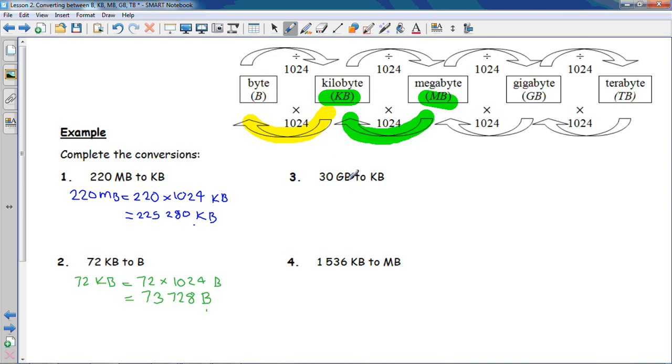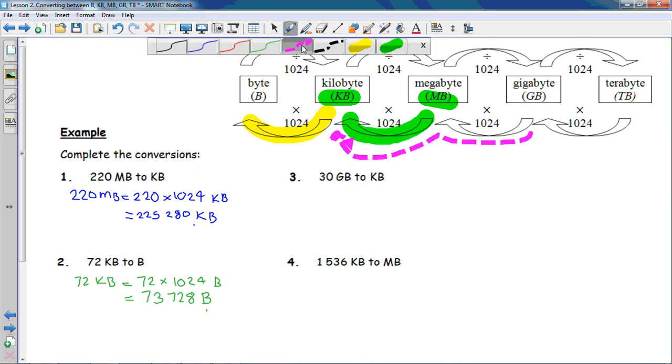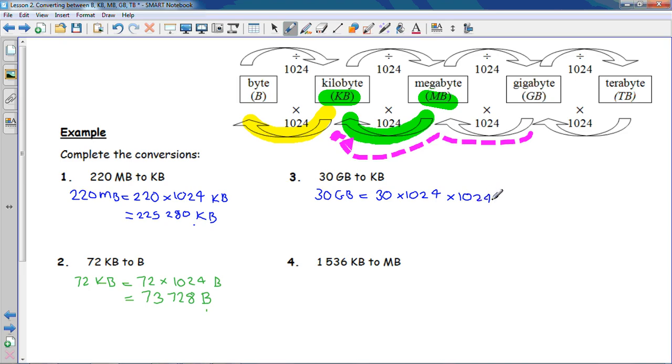Now starting at 30 gigs and going to kilobytes. So here we are going to start at gigabytes and we're going all the way to kilobytes. So it's two steps, two arrows that we are following. So it just means that we need to do it twice. So looking at 30 gig to kilobytes, 30 times 1024 times 1024. And remember that is going to kilobytes. So this will be our answer in kilobytes.